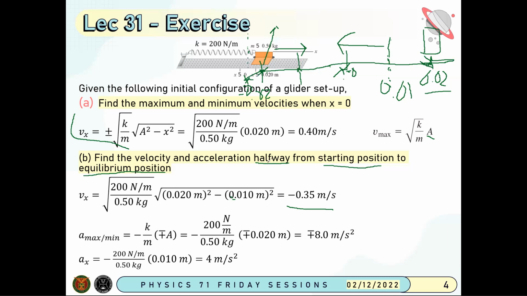Pero yung acceleration halfway is a different story. Okay. So meron ka pa rin ng negative k over m times x. But here, yung x natin is again nasa halfway. So if we plug in our values, yung acceleration at this point, at this instant, is just 4 meters per second squared. And this now makes sense kasi alam natin na yung maximum acceleration happens at this A. So dapat yung acceleration na makuha natin dito is mas maliit.